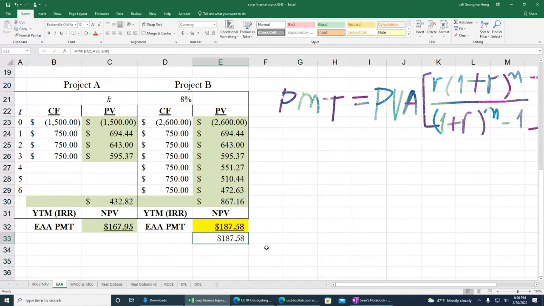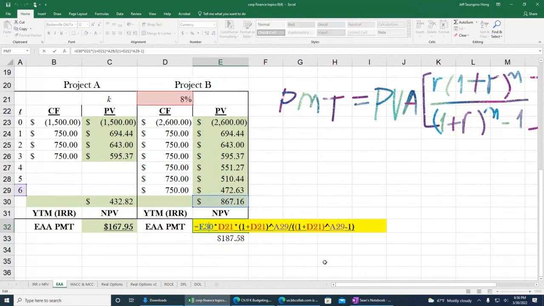But I prefer that you use the formula here, because using Excel's built-in function is like just entering data. I don't want you to become a mindless data puncher, right? You need to know what is going on, what is the mechanism.